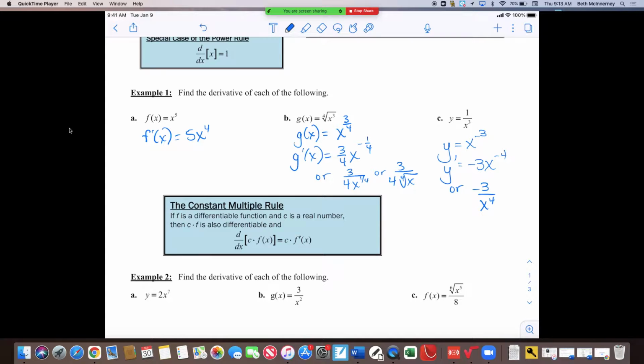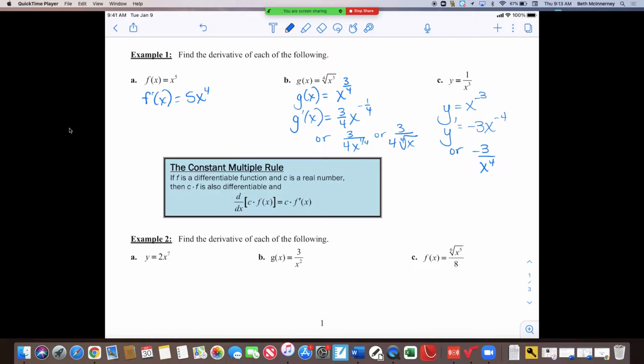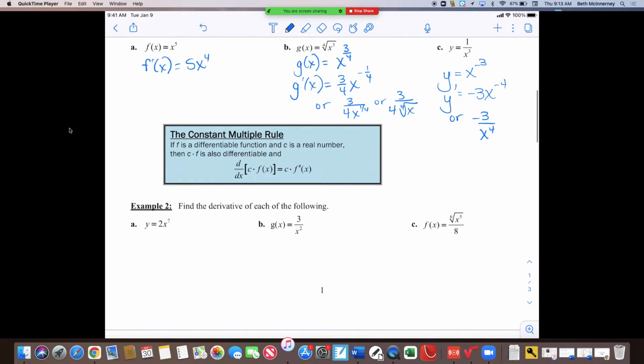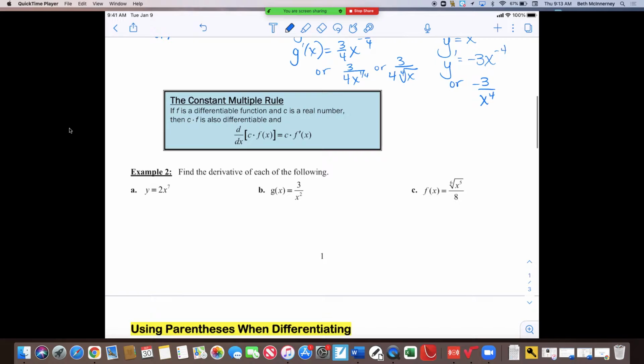All right, the constant multiple rule. If you have a constant times a function, it is the same thing as the constant times the derivative of the function. Now, I don't technically separate it. I just know that it's hanging out there. So I'm going to bring the power down, and that's 14x to the 6th.